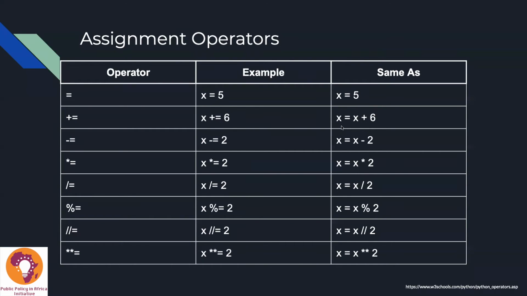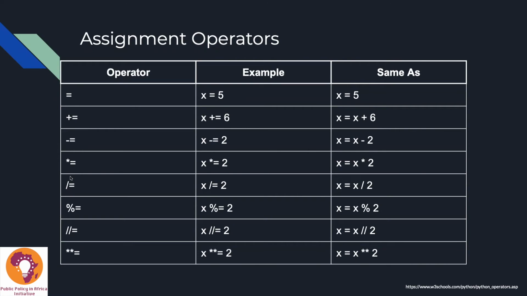This is beneficial in cases where you don't want to write out the longer formula. You can simply do x plus equals 6. For all the rest of the operators we talked about on the previous slide, we have a similar blank equals. So minus equals: x minus equals 2 is the same as x equals x minus 2. These operators are really a shorthand for whatever is in the same as column.